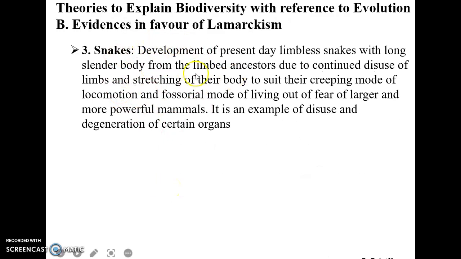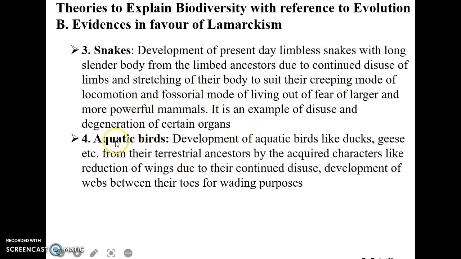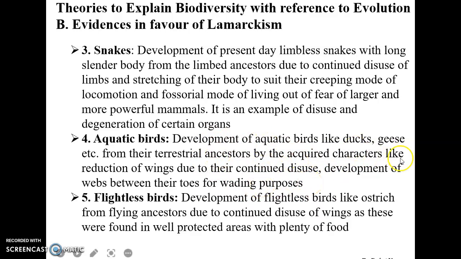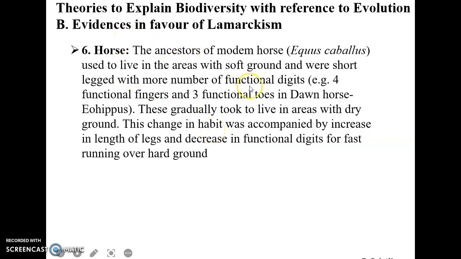Another example is snakes. We get the development of present-day limbless snakes with long slender bodies from limbed ancestors due to continuous disuse of limbs. That's why limbless snakes are present now. Another is aquatic birds, because aquatic birds don't need wing-like structures, so through continuous disuse of the wings they developed the present condition. Next are flightless birds: development of flightless birds like ostriches from flying ancestors due to continuous disuse of wings, as these were found in well-protected areas with plenty of food. Another example is the ancestor of the modern horse, which lived in areas with soft ground and was short-legged with a number of functional digits.